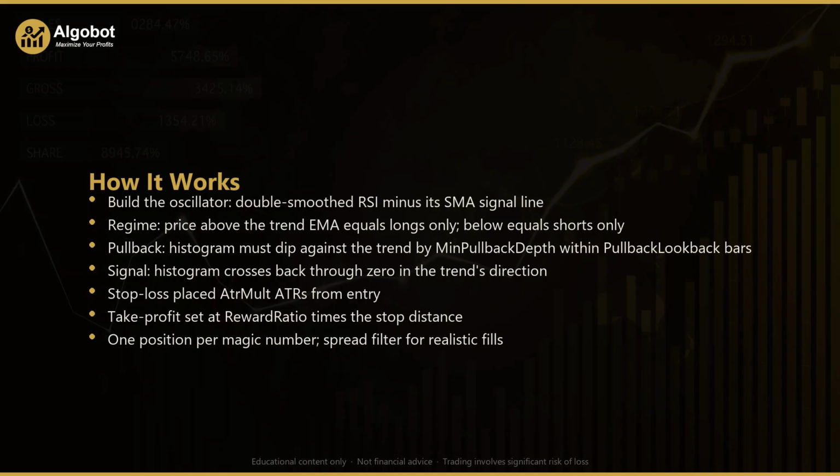Risk is handled with the average true range, so it scales to any symbol or time frame. The stop loss is placed a multiple of the average true range from entry, 2 times by default. The take profit is set at the reward ratio, 1.6, multiplied by that stop distance. Only one position per magic number is held at a time, and a spread filter skips entries when the spread is wider than the allowed points, keeping fills realistic. From there, the stop and target manage the exit.